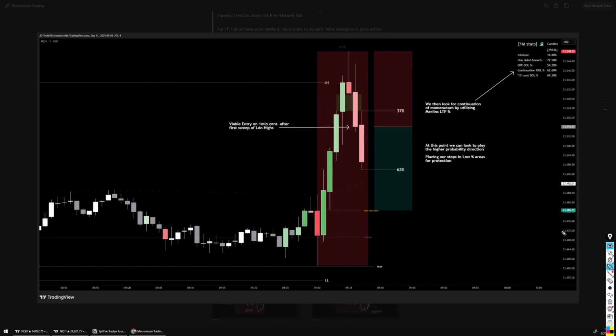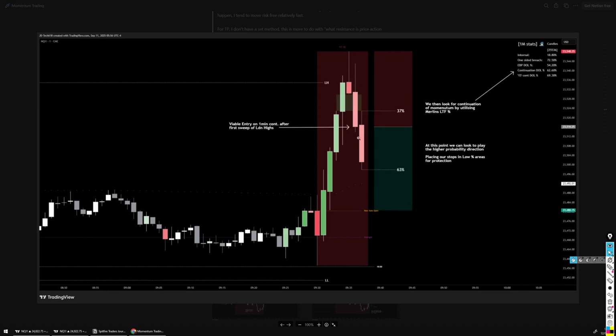So, with this example, what have we got here? We've taken out London High, determining value simply by time-based session liquidity. We've then seen a viable entry on a 1 minute continuation after a sweep of London Highs. So this would have been our entry on the 1 minute candle. Little bonus there, we've got a nice 1 minute inversion as well.